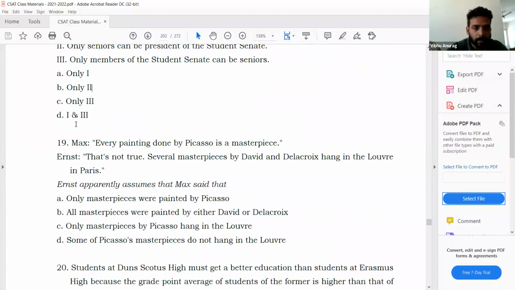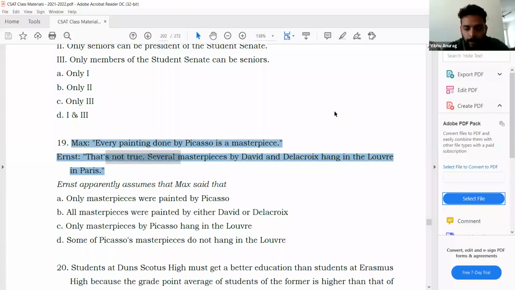The 19th one. Max has made a statement that every painting done by Picasso is a masterpiece, to which Ernst has replied, that's not true. Several masterpieces by David and Delacroix hang in the Louvre in Paris. So Ernst apparently assumes that Max said that. Now, if you see what Max has said and what Ernst has said, do you think it makes sense, or is there some misunderstanding? It's aligned, or there's some misunderstanding between Ernst and Max? There is some misunderstanding.